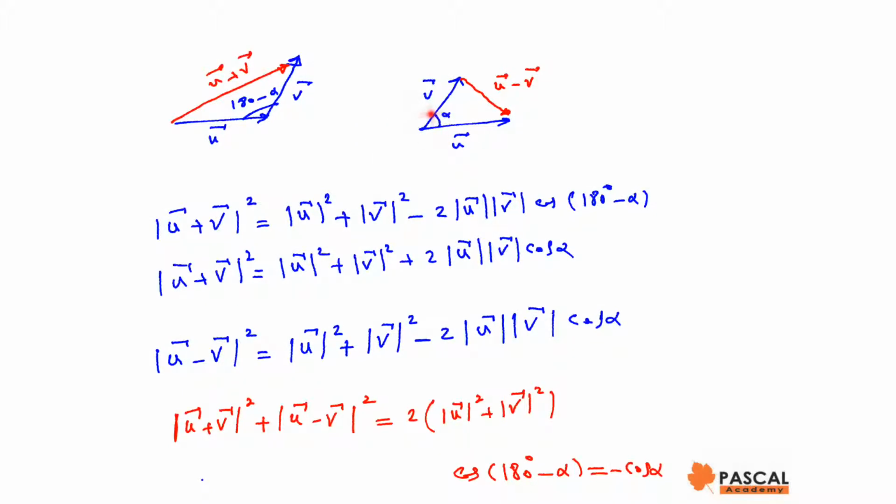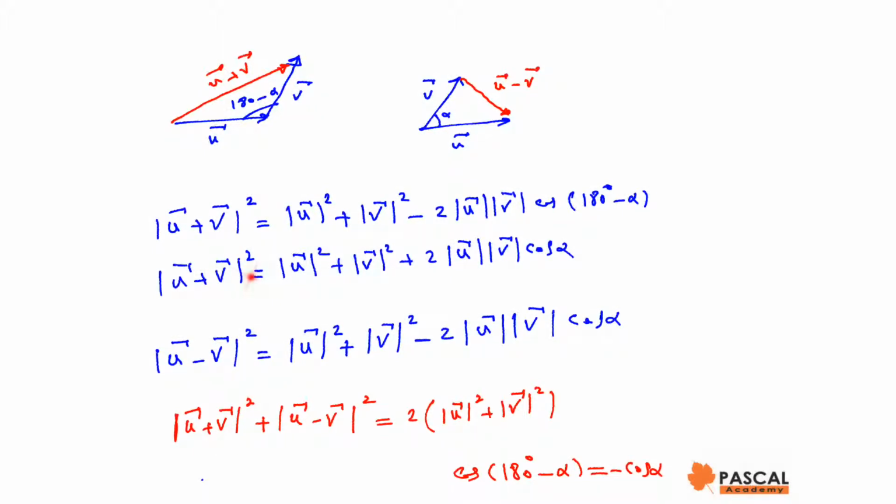When they are tail to tail, the vector from the head of the second one to the head of the first one is called U minus V. U minus V is pointing to U. In this diagram, this is U minus V, and if we change the direction, we have V minus U.